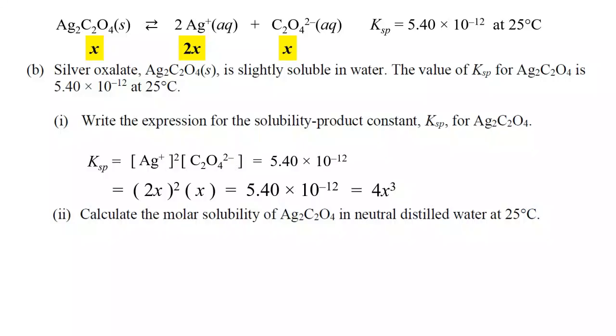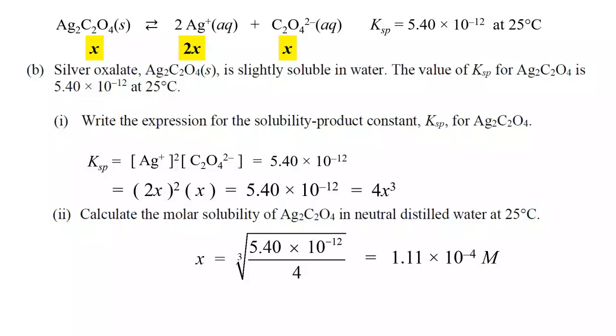So 5.40 times 10 to the negative 12 is equal to 4x cubed. I'm going to take the Ksp value, divide by 4, take the cube root so I can solve for x. So 5.40 times 10 to the negative 12 divided by 4, and then the cube root of that number gives me my answer. So that is the molar solubility in terms of x of the silver oxalate: 1.11 times 10 to the negative 4 moles per liter.